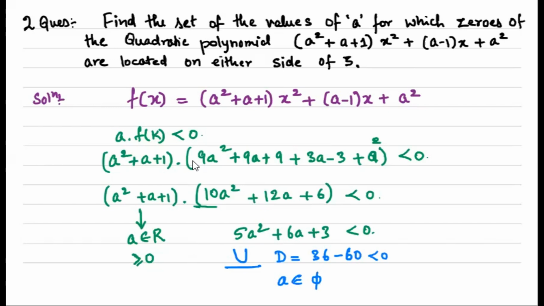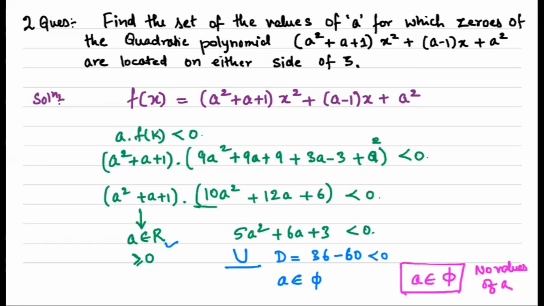Now what is common between a belongs to a real number and a belongs to the empty set? Nothing is common, so the final answer is a belongs to the empty set. That is the final answer over here, right? So this means what? No values of a will satisfy this condition. So the final answer we conclude is no values of a.